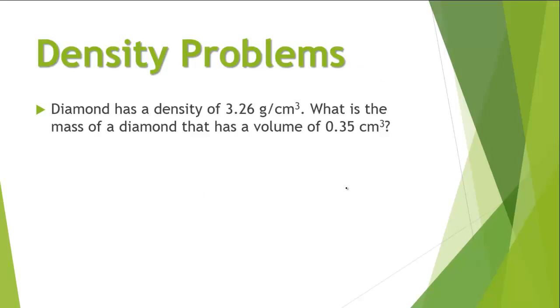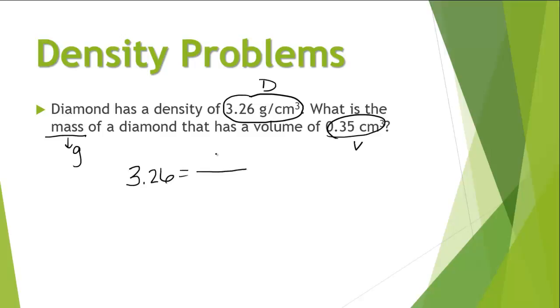This time, in this example, we are given the density. Because it has both units involved, we know this is our density. We want to know mass, and mass is in grams. It has a volume of 0.35 centimeters cubed, so this is my volume. I set up my problem as 3.26 equals x, because I don't know my mass, over 0.35. Now we have to solve for x.